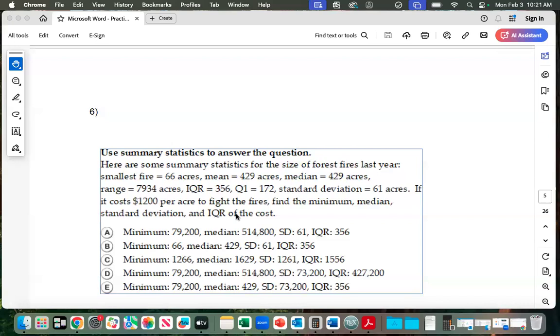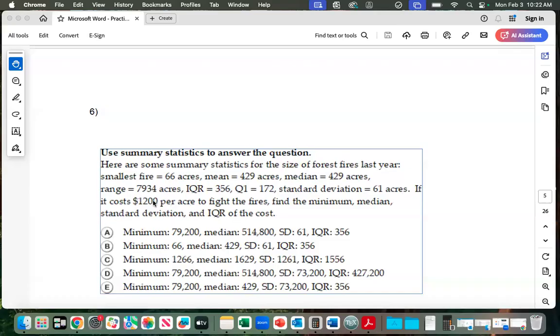Why? Take the number and multiply by 1200. Okay. So do you guys remember when we learned what happens to the location when we multiply, and those kinds of things? Do you remember when we are dealing with shifting and scaling? So it's the same thing.